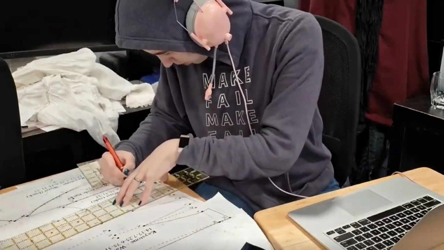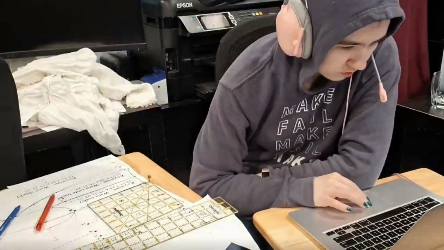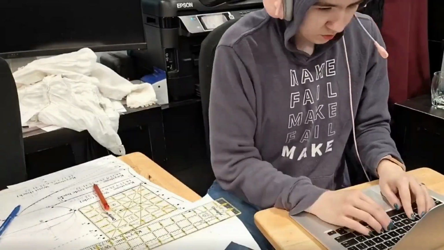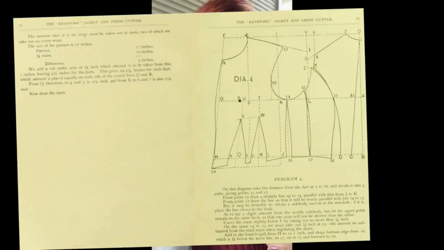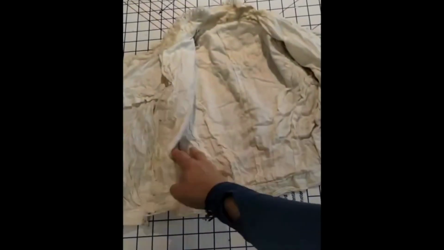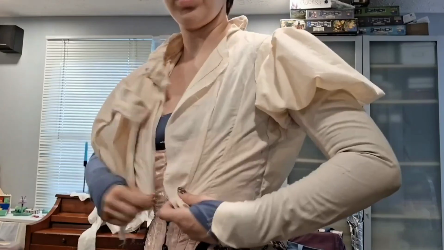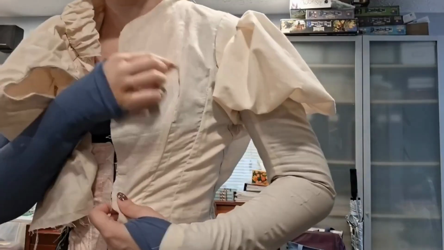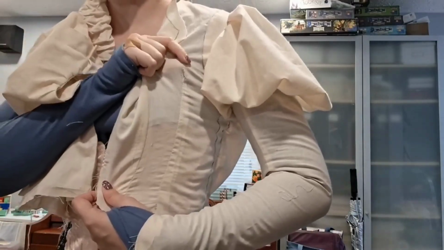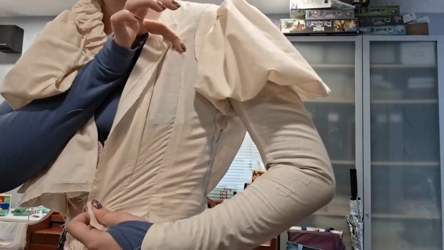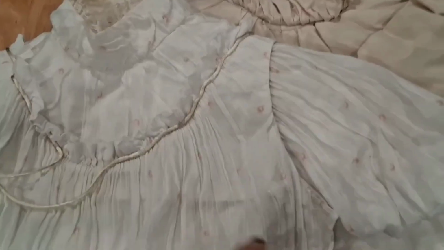When I had gone through and digitized all the patterns for the Alice dress, I had used the Keystone Jacket and Dress Cutter basic waist pattern because it had the right number of panels, it had darts and seam lines all in the right place. The only problem was that when I input the measurements from the dress into the Keystone guide, the patterns didn't quite match. It's entirely possible that Alice changed the pattern a little bit to fit her.